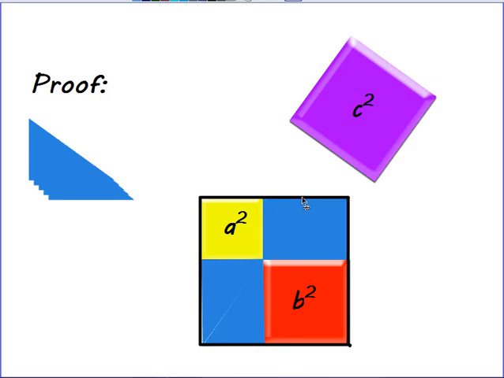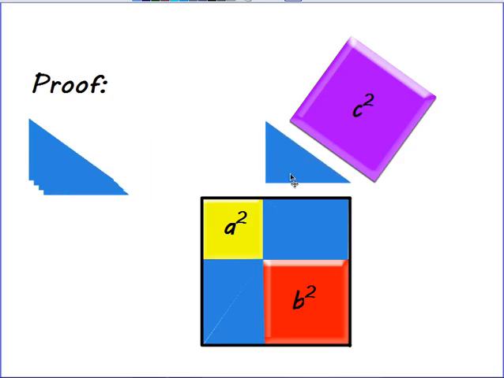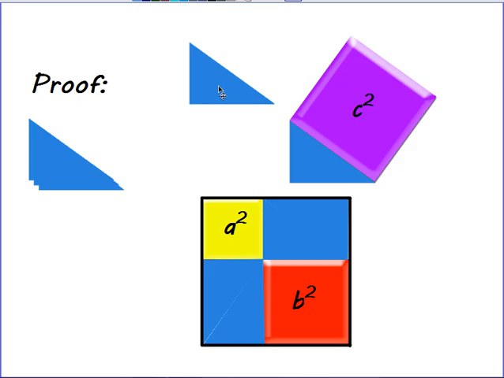So that now you can see that A squared and B squared together with those 4 blue triangles make a square. Now I'm going to bring my remaining 4 triangles and I'm going to use them to surround C squared.